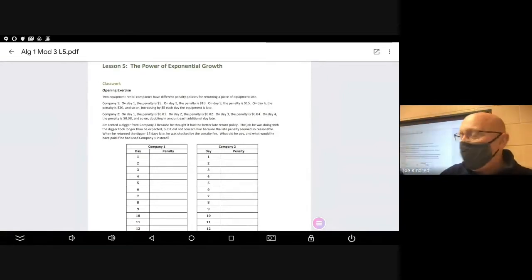You did this problem last week, and you compared company one, which had a late fee of, I believe, $5 per day, right? And then company two, it was a penny, starting with a penny first day, and then it doubled. And as it turned out, company two was an exponential growth and company one was a linear growth. And so today we're going to look at similar context problems as in lesson four.